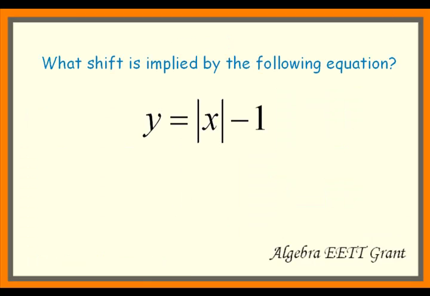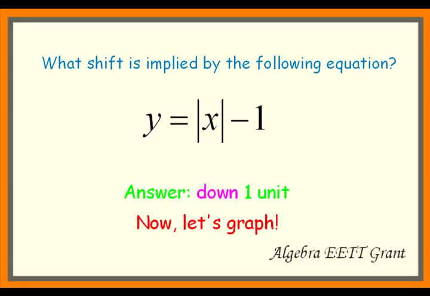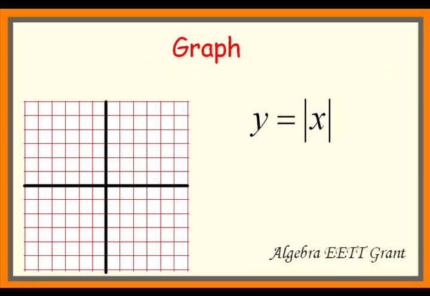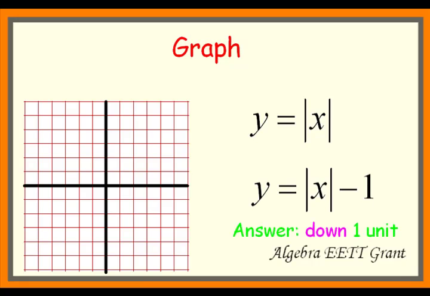Now let's do one final example. Let's do y equals absolute value of x minus 1. Well, from the parent graph, what have I changed? What is different? Well, the answer is we've moved the graph down 1 unit. So let's graph it. Let's see what happened. So y equals absolute value of x. We know how to graph that one. And we're going to graph that y equals absolute value of x minus 1.